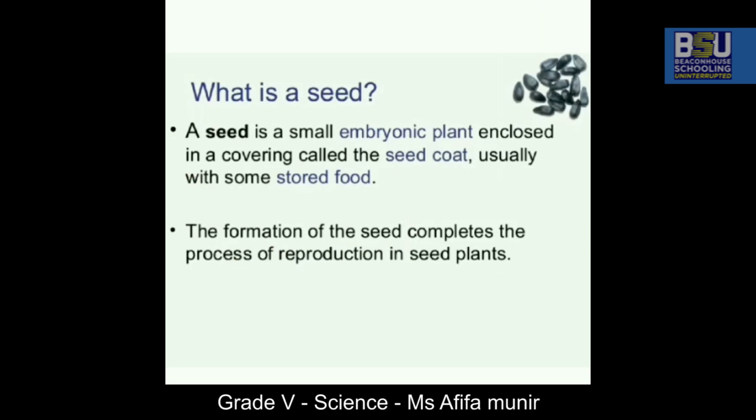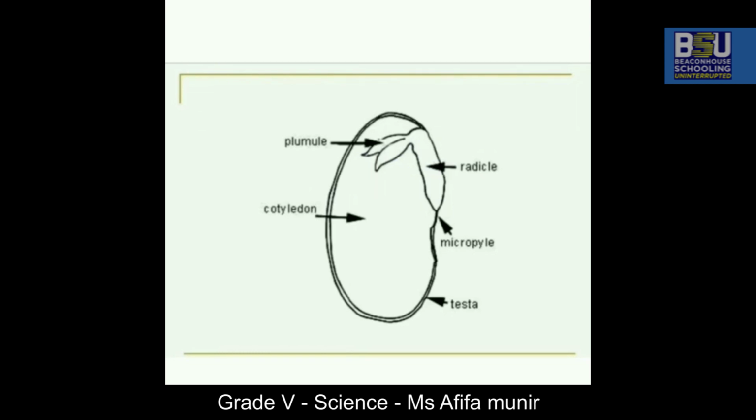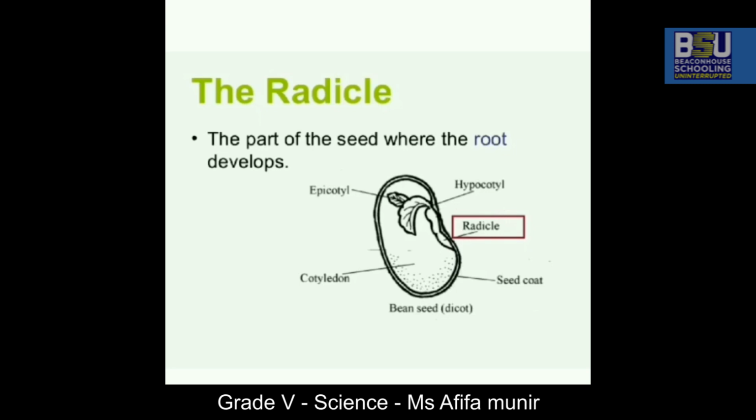So, what is a seed? A seed is a small embryonic plant that is enclosed in a covering called the seed coat, usually with some stored food. Now, if you look at this diagram, there is a plumule, there is a radicle, there is a cotyledon, there is a testa which is a seed coat, and there is a micropyle.